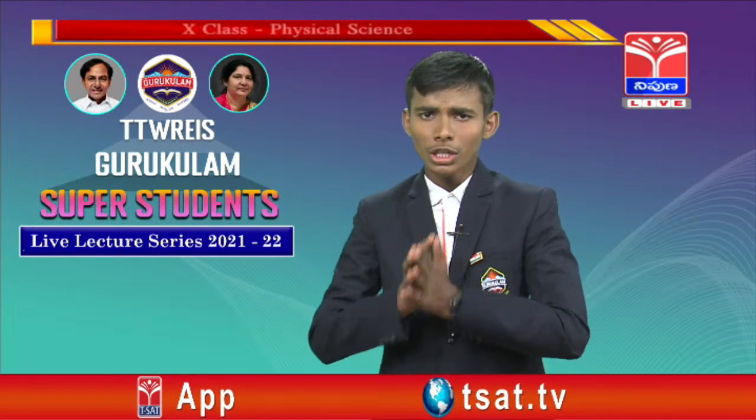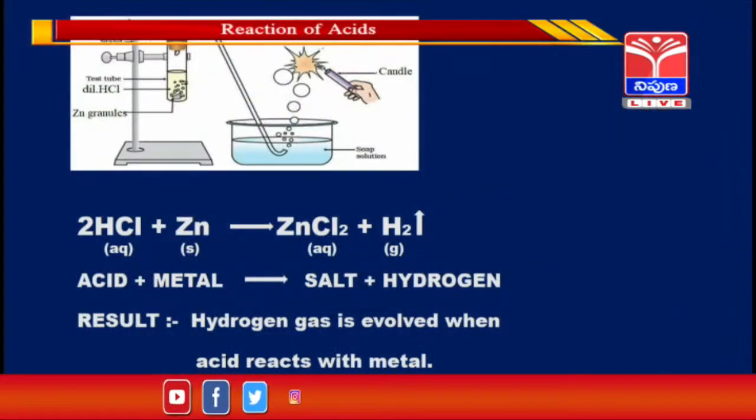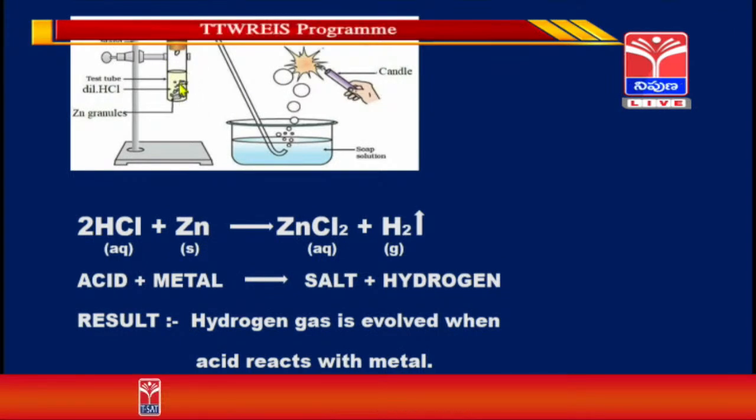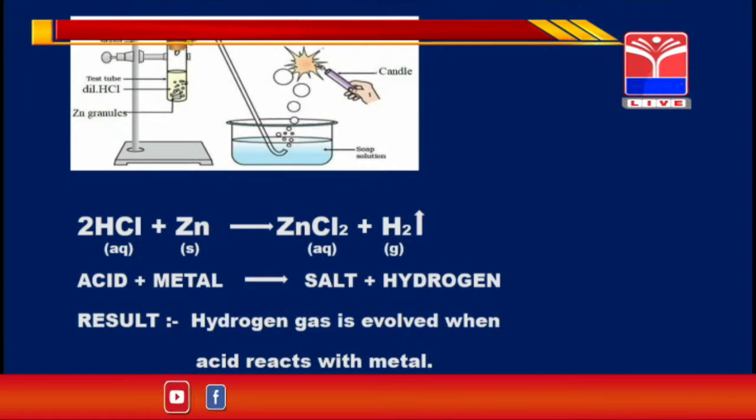We have to arrange all these materials as shown in this figure. First we have to take a stand, then we have to fix a test tube to it. Then take some zinc granules in the test tube and add 10 ml of dilute hydrochloric acid to the test tube and close the test tube with a single hole rubber cork. Insert one end of the delivery tube in the rubber cork, and the other end of the delivery tube must be in the soap water.